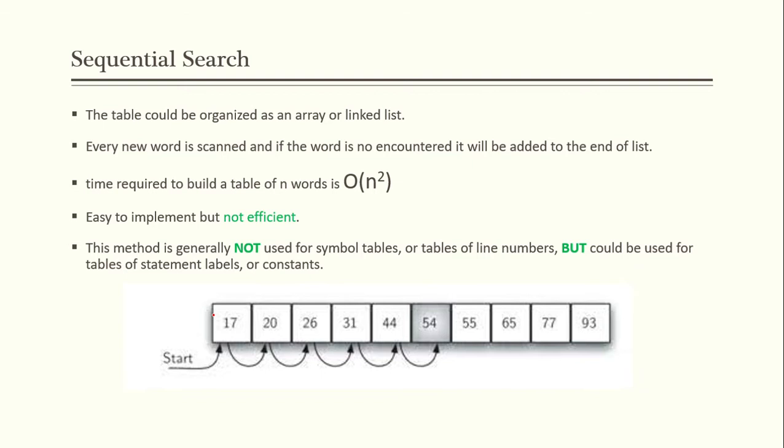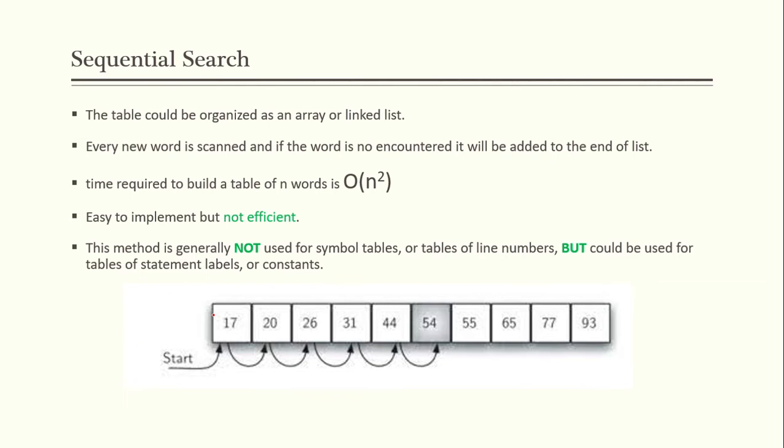Before the data is entered into this list, the data needs to be scanned first to check whether the data already exists or not. If the data is not in the list, then the data will be added to the end of the list. The time required to build a table of n words is n squared. It is easy to implement but not efficient when it comes to large data. When the data is too large, it requires more time to process. So it is not efficient but easy to implement.